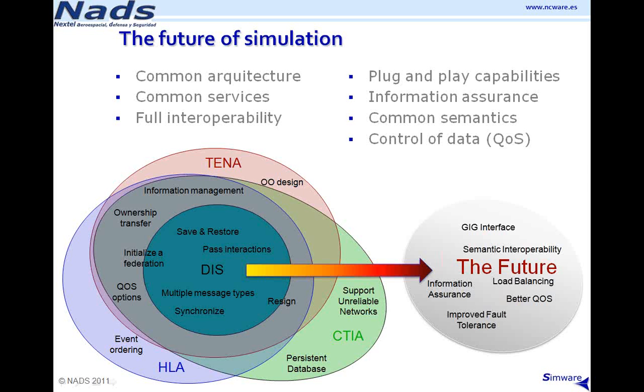Any new elements in simulation will be able to join at any moment with a plug-and-play capability. There will also be full information assurance capabilities in this standard. Information assurance covers all the security requirements for information like confidentiality, integrity, authentication, etc. These security requirements are now very, very important.